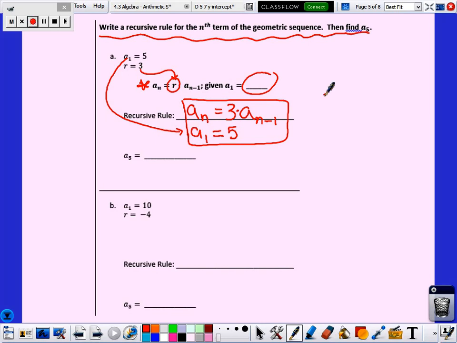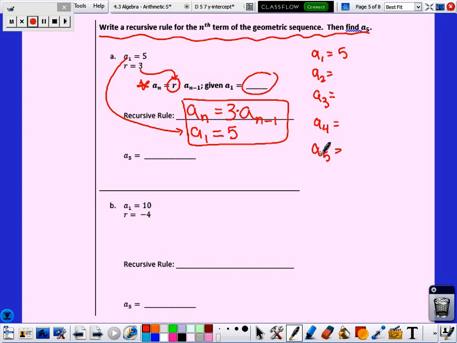Now we need to solve for a sub 5. In order to solve for a sub 5, we need to figure out, we knew a sub 1 was 5, we need to figure out what a sub 2, a sub 3, a sub 4, and then a sub 5 is before we can write down what a sub 5 is.